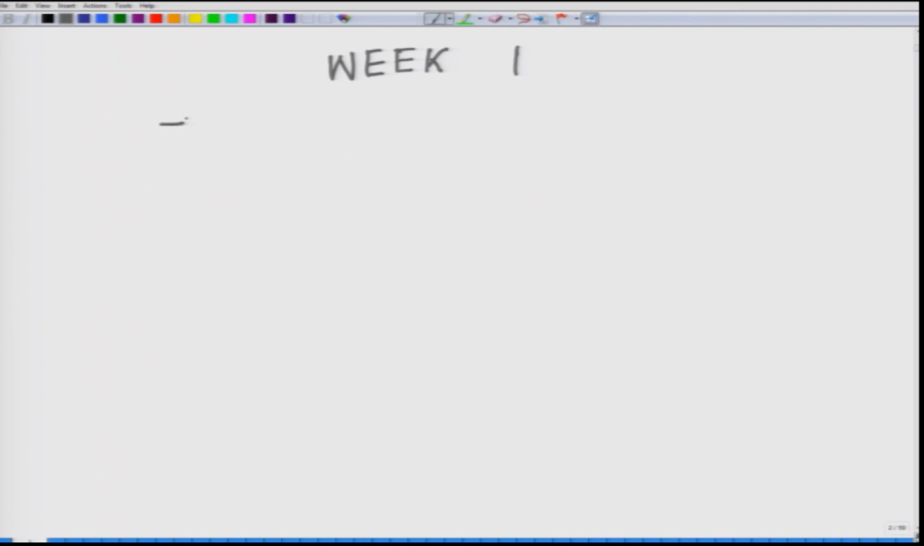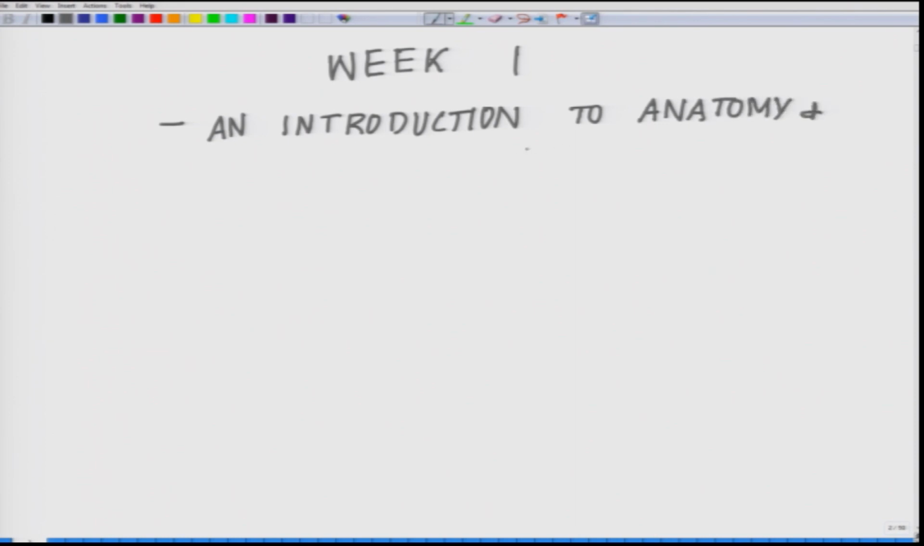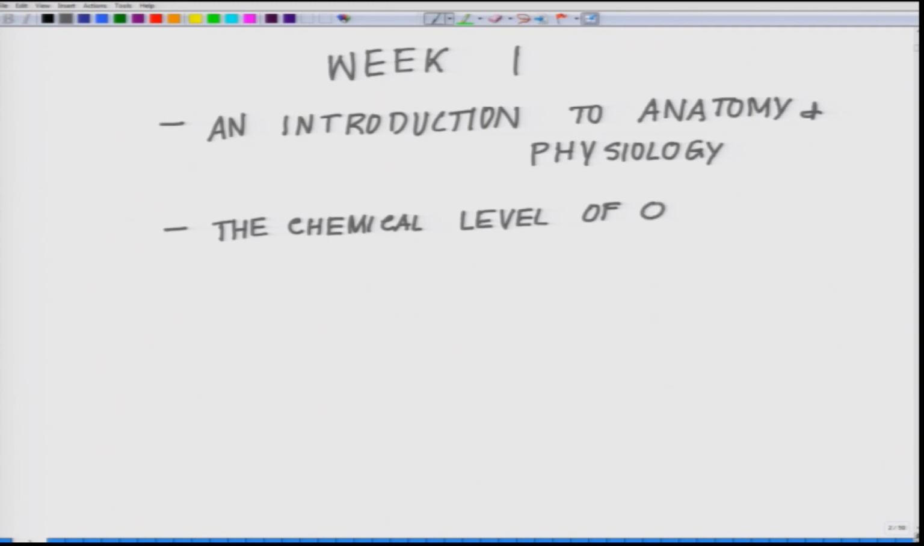So these are the topics we'll be covering during week 1. The first is an introduction to anatomy and physiology. Second one will be the chemical level of organization.